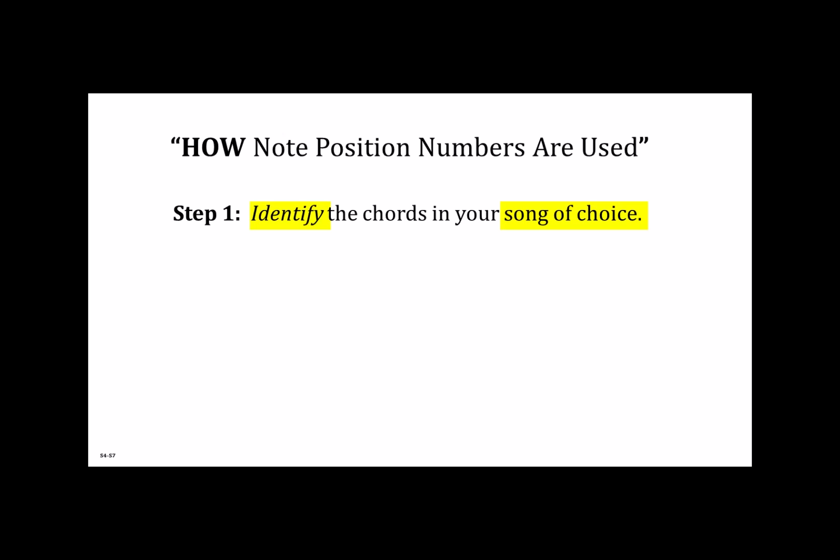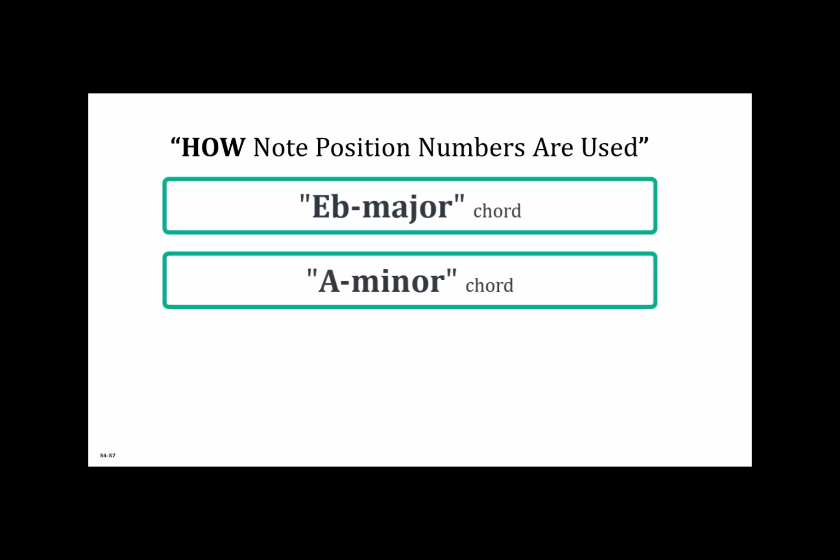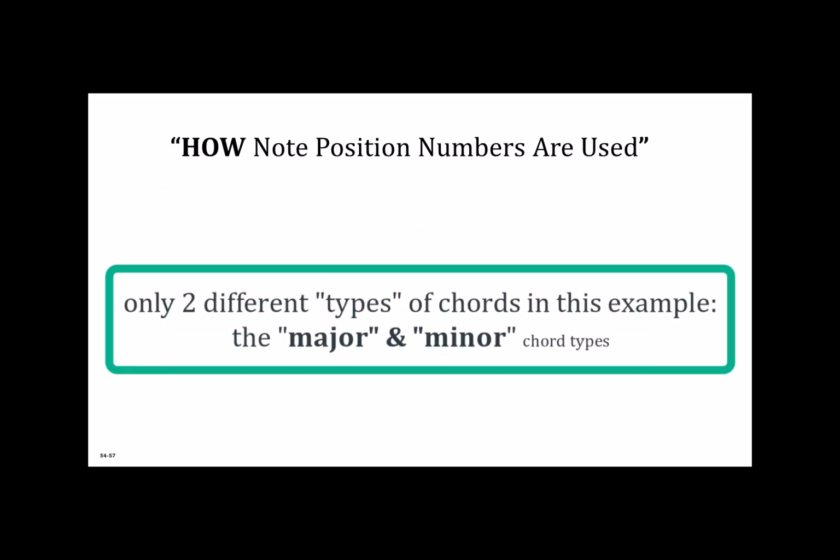For example, let's say our make-believe song has only 3 chords. And in this example, let's say that these 3 chords are, in no particular order, an E flat major, an A minor chord, and a G major chord. Although there are 3 letter name chords that I just mentioned, there really are only 2 different types of chords, a major type and a minor type. So just make a mental note of this for now.